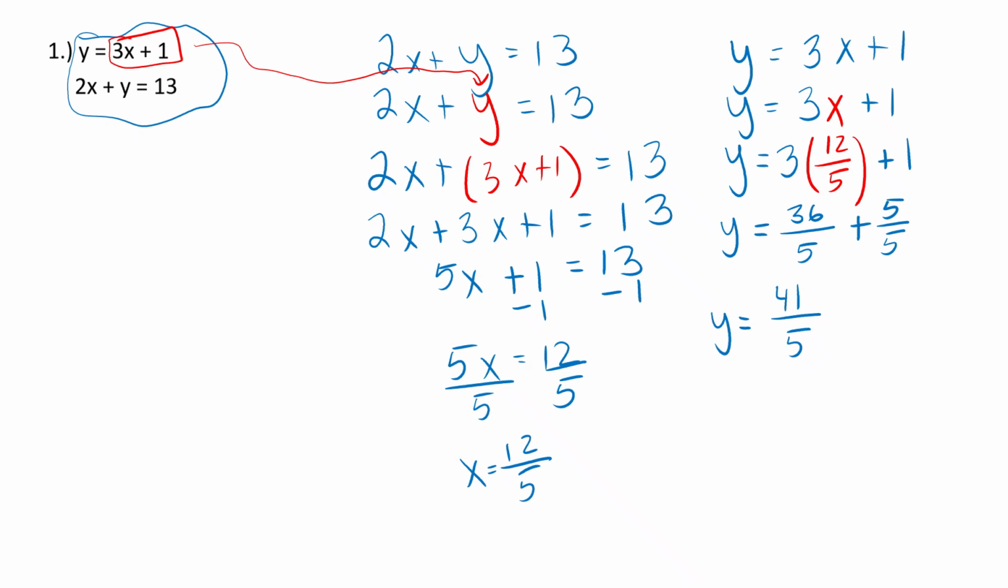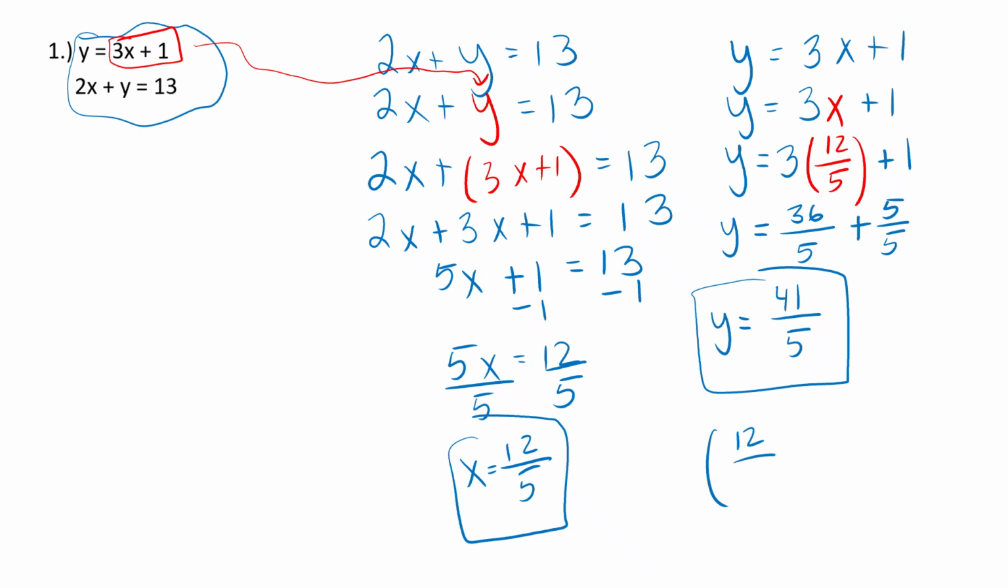And so my answer is x is 12/5 and y is 41/5. Or if you are asked to do that as an ordered pair, it would look something like that. Just make sure you're following the directions that your teacher gives you for solving them.